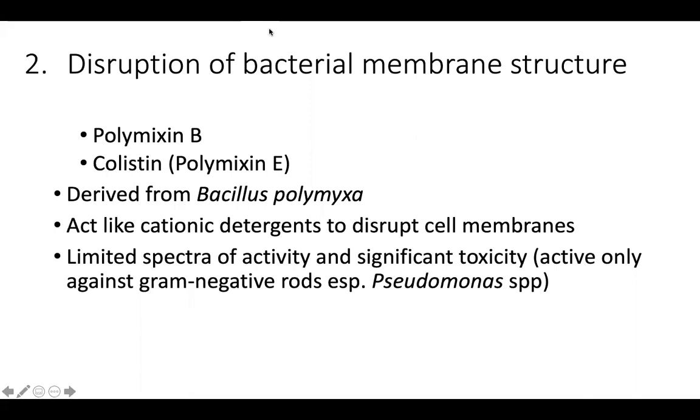Now let's see if we're still together. What's the general charge of the bacterial cell? Is it positively or negatively charged?